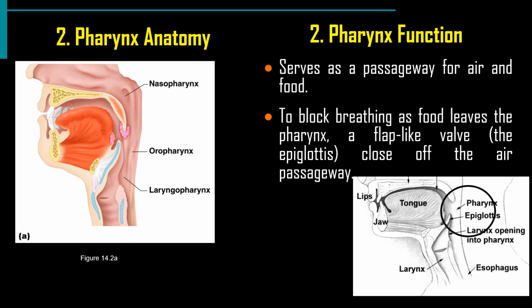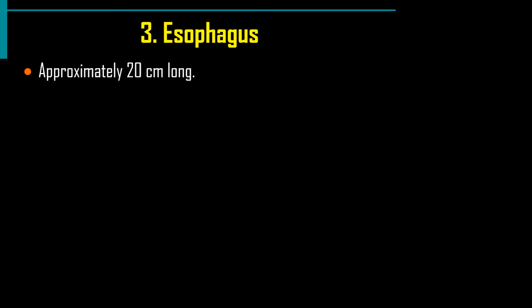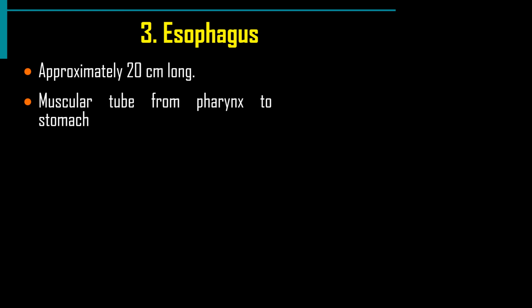As food is swallowed, a flap-like valve, the epiglottis, closes over the trachea or windpipe to prevent food from entering the windpipe and causing choking. After the pharynx, we have the esophagus that connects the pharynx with the stomach. The esophagus is a muscular tube that is approximately 20 centimeters long. It takes food from the throat and pushes it down through the neck and into the stomach.